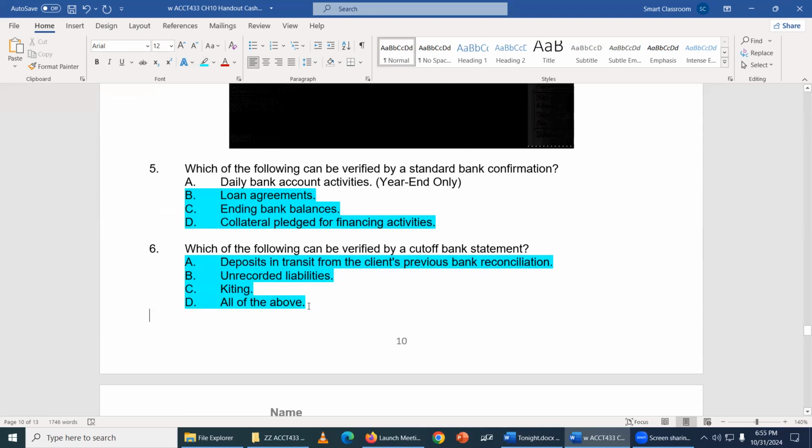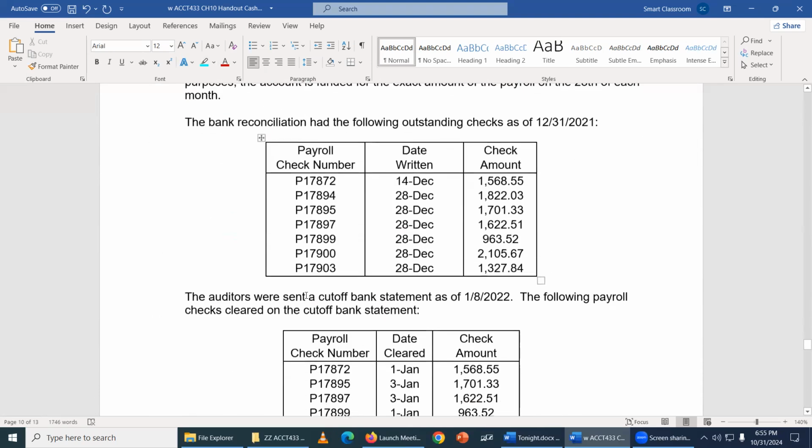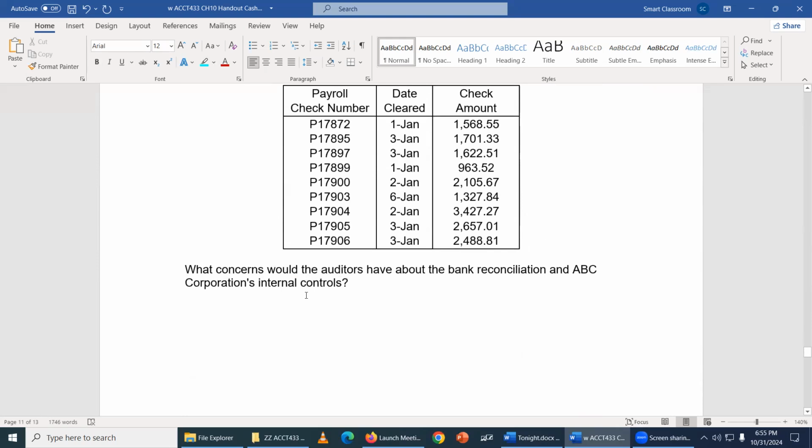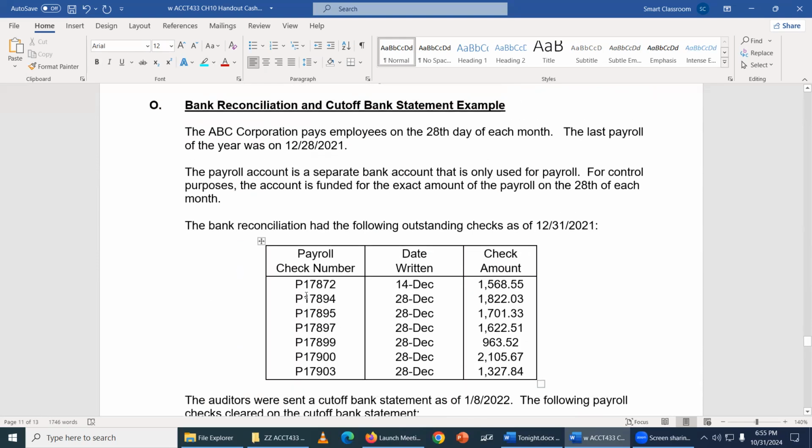And we are going to do one next. Which time do we have? All right. Yeah, well, let's do this one. This is a cutoff bank statement. It's from 2021. So let's go through this. The corporation pays employees on the 28th day of each month. The last payroll of the year was on 12/28/21.